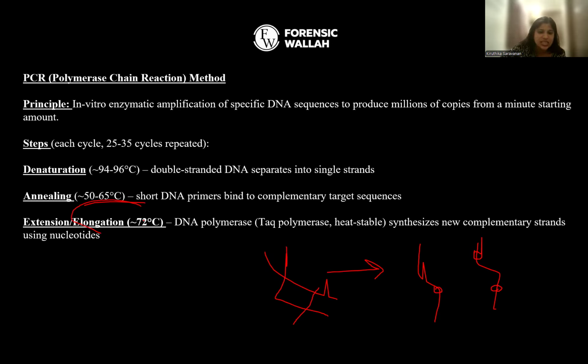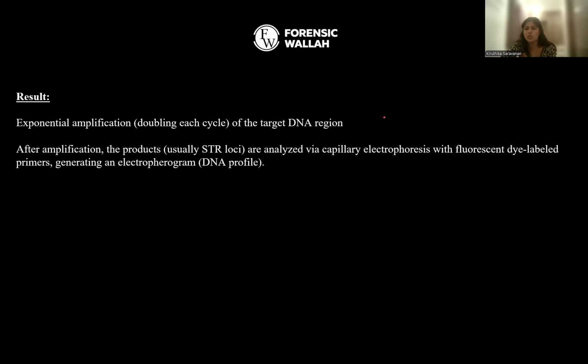Then the last step is elongation. What is elongation? Taq polymerase, or DNA polymerase, is added, and using nucleotides it synthesizes two new complementary strands. So you get newly synthesized, elongated DNA strands. Denaturation, annealing, elongation. At last, amplification is done. Millions of copies of one particular DNA sequence have been produced by the process of PCR.